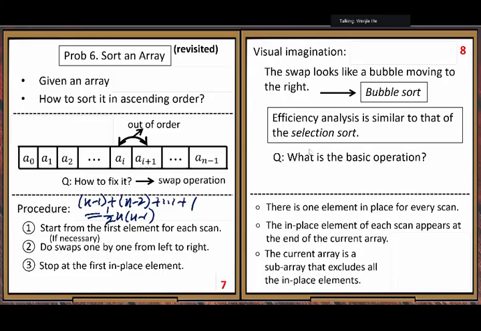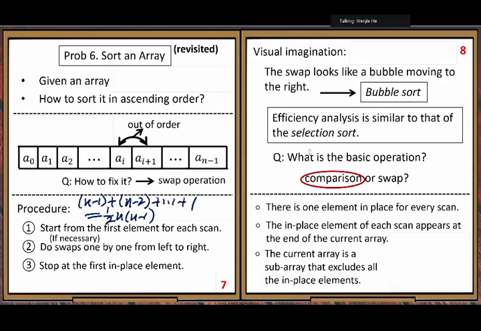In this algorithm, what's the basic operation? We use two operations, comparison and swap. Which one is more basic? The answer is comparison is more basic. Because if you do not have inversion, you do not need to do swap, but you still need to do comparison. So you have more chances to do comparison than swap operations.